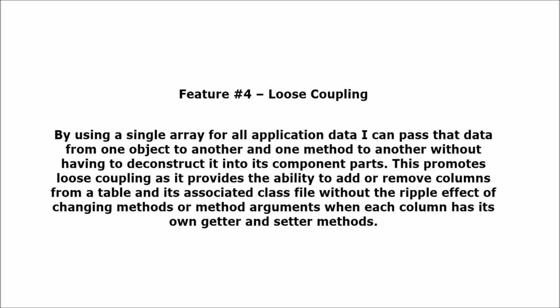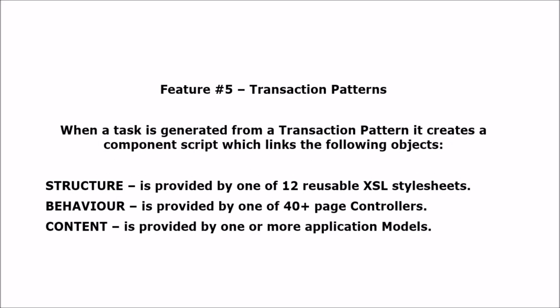By using a single array for all application data, I can pass that data from one object to another and one method to another without having to deconstruct it into its component parts. This promotes loose coupling as it provides the ability to add or remove columns from a table and its associated class file without the ripple effect of changing methods or method arguments when each column has its own getter and setter methods.